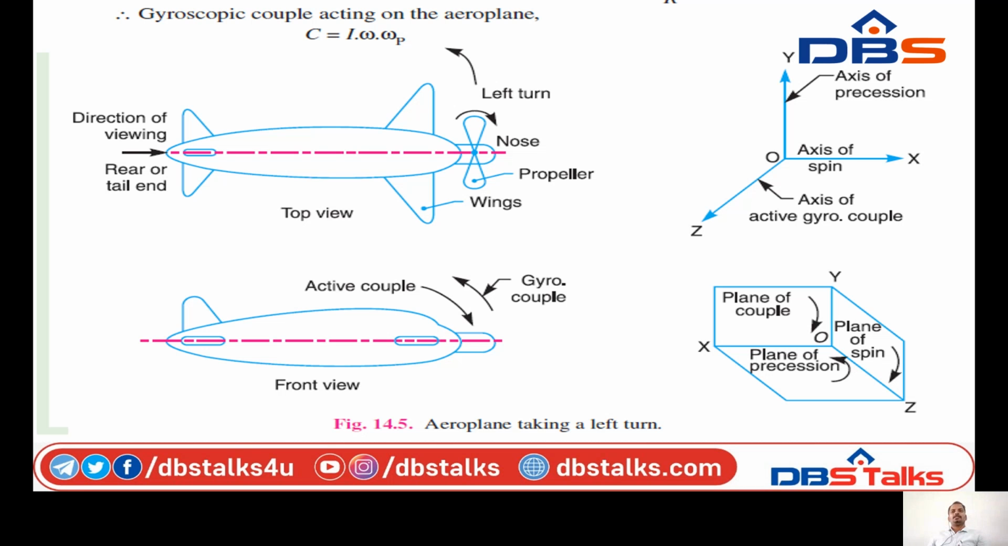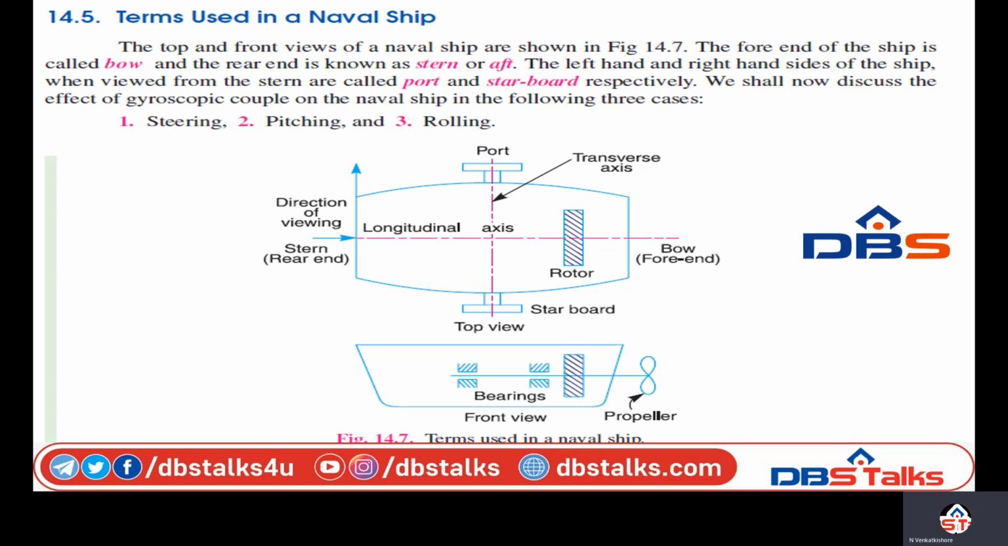Then when the aeroplane takes the right turn under the similar considerations as mentioned above, the effect of the reactive gyroscopic couple will be to raise the nose and dip the tail of an aeroplane. So with that, the effect of gyroscopic couple on an aeroplane is finalized. And in the next video, we will discuss the effect of gyroscopic couple on a naval ship. That is the topic we will discuss in the next video.